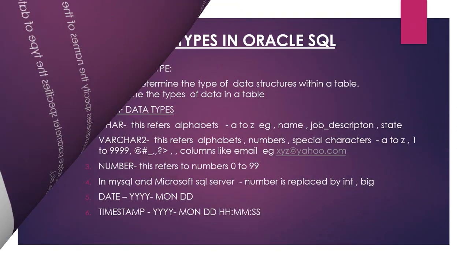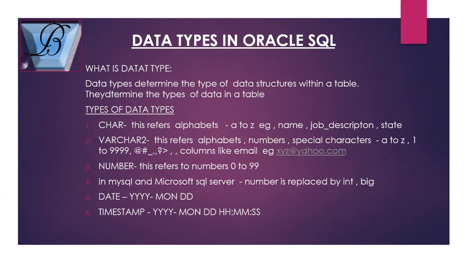So I need to explain what data types are. Data types determine the type of data structure within a table. The data types you have in Oracle have the same concept and philosophy as in other database languages like MySQL, Microsoft SQL Server, MongoDB, and even in programming languages like Java, Python, JavaScript, and more. So I repeat again, data type determines the type of data structures within the table.